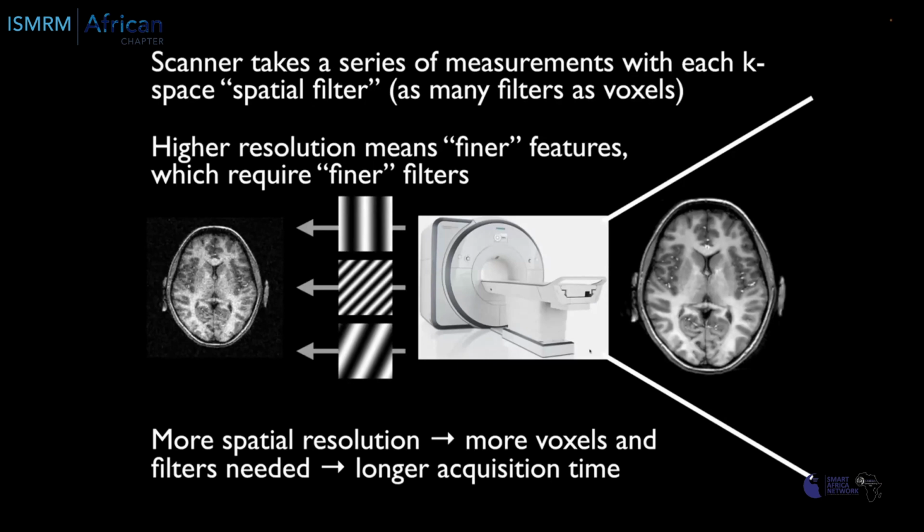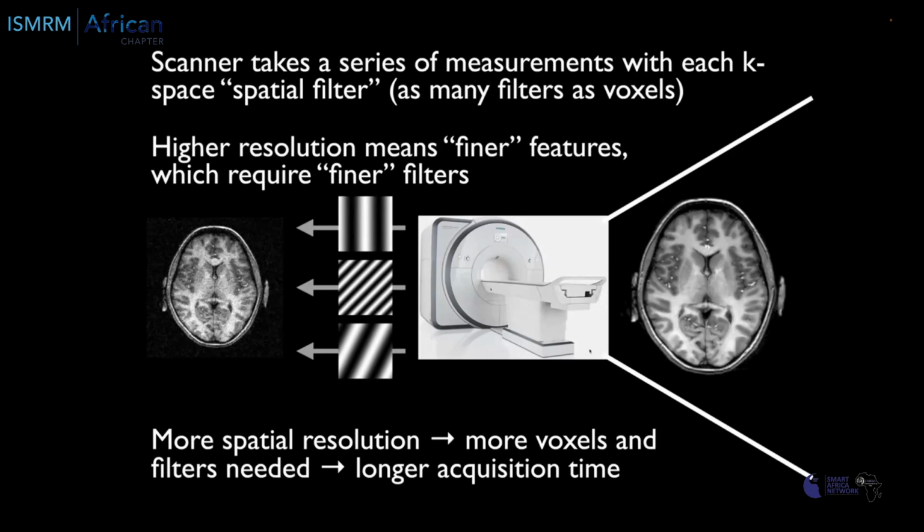But the trade-off is that as you want to increase your spatial resolution, you need to acquire more of these filters, right? Because the periphery of K-space is larger. And therefore, the trade-off is it takes longer acquisition time, right? The more K-space you add, the more that you have to sample and the longer it takes to acquire your image.